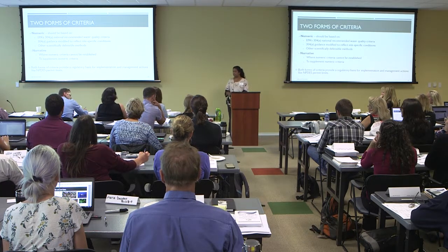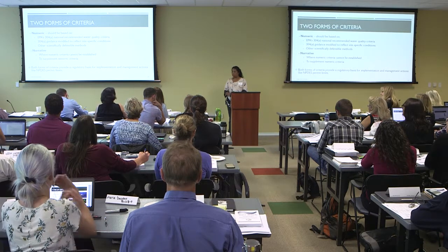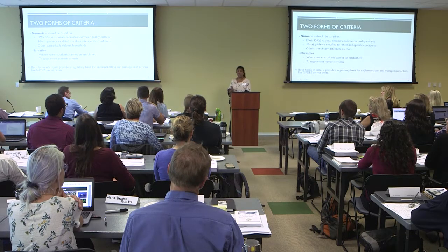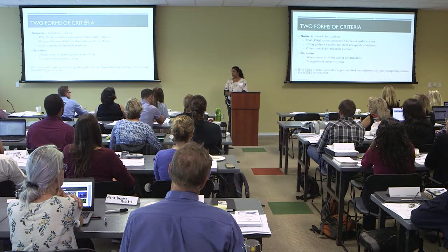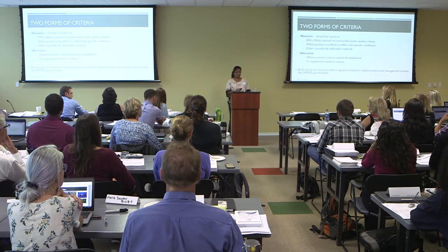Are the national criteria usually national numbers applied nationally, or do you have to look? So the question is, in case you couldn't hear, is whether the 304(a) criteria recommendations are national or if they're ever regional. They can be regional. So like our nutrient criteria are based on ecoregions across the country. All right.